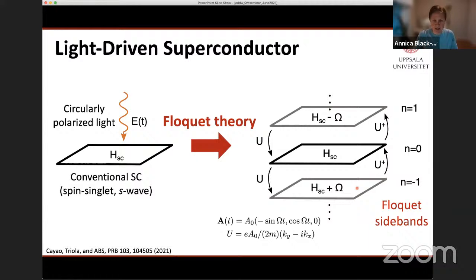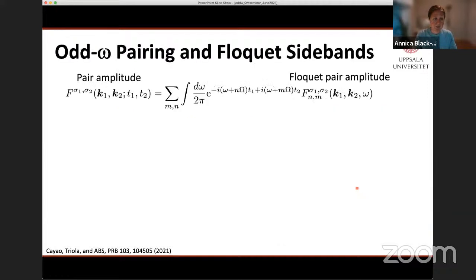So the question is, of course, does what I've talked about in the multiband setting still work for these Floquet bands? So we start looking into that and said, okay, what I do have is these pair amplitudes. They depend on the 2 spins. It depends on momentum and also time, generally T1 and T2 for the 2 electrons pairing. And in the Floquet picture, I would be interested in looking at the Floquet pair amplitude, where I have transformed into the Floquet bands.